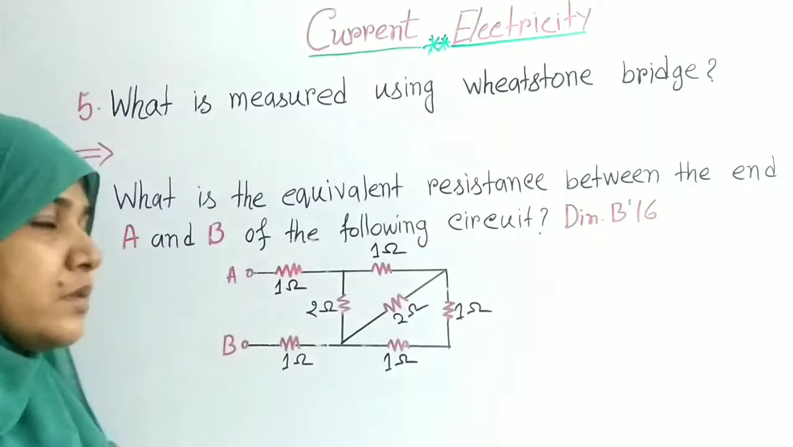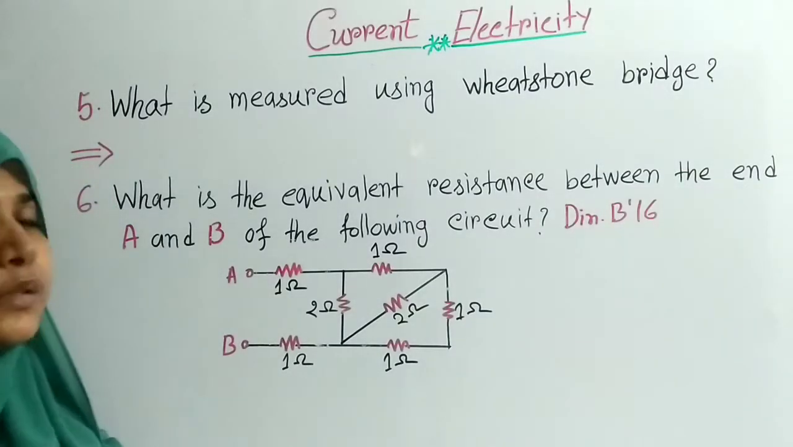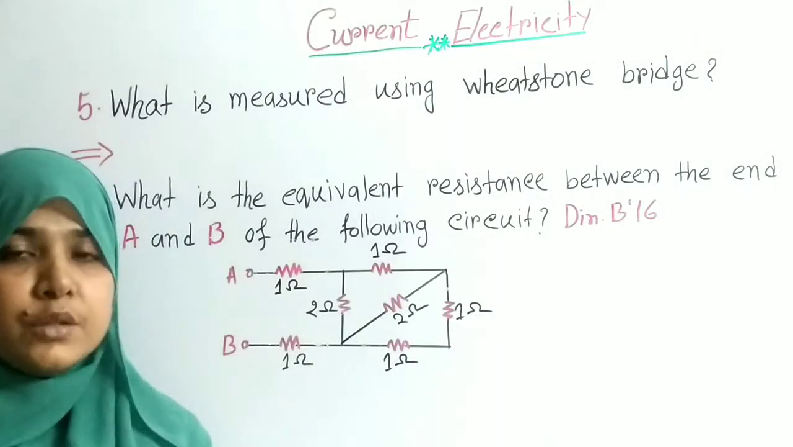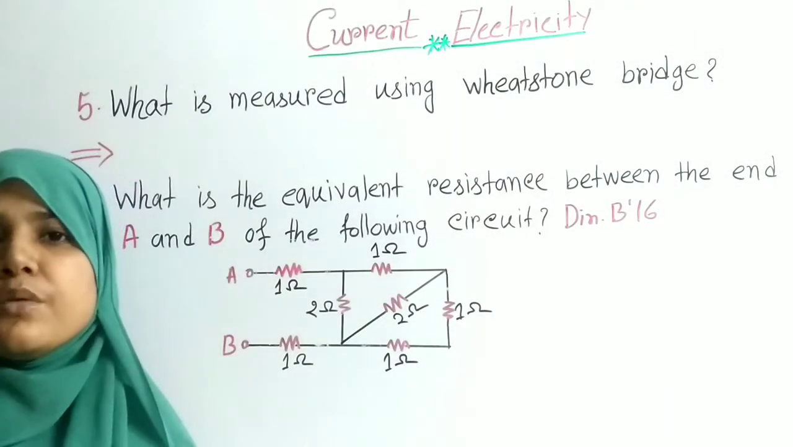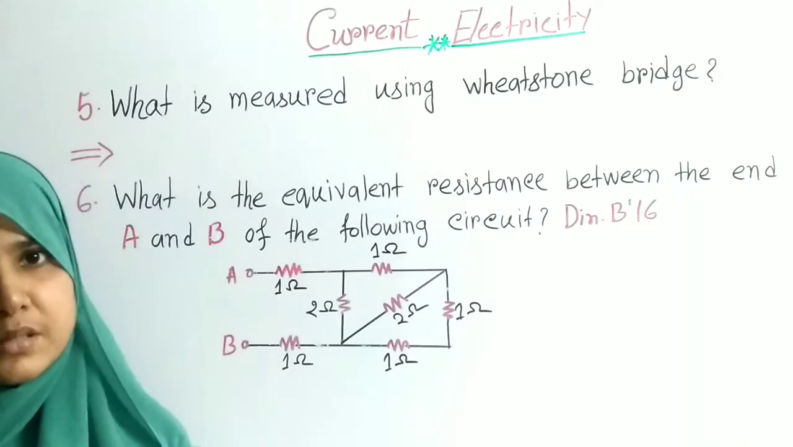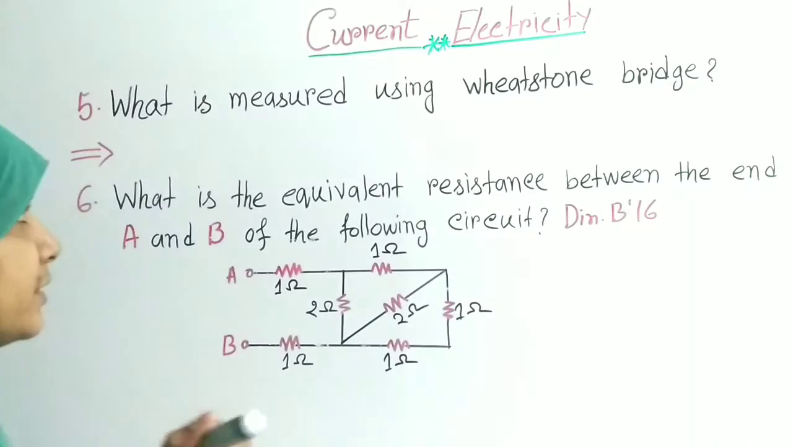Question 5 is, what is measured using the Wheatstone bridge? You know that by using the Wheatstone bridge we measure the unknown resistance. So the right answer is resistance.